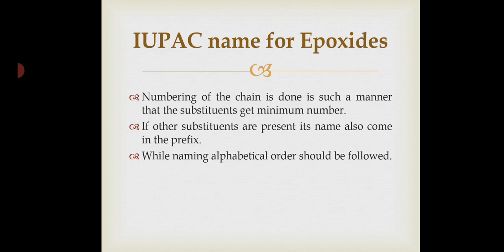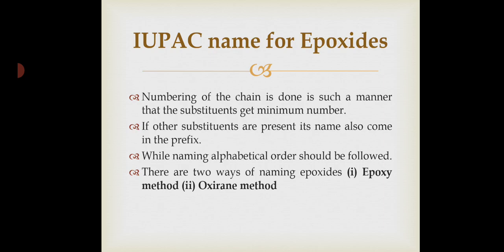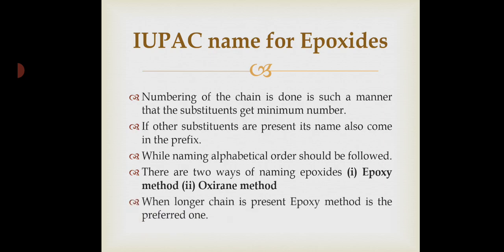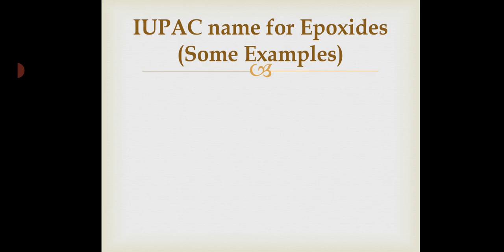While writing the names, you have to follow alphabetical order. There are two ways of naming epoxide. One is the epoxy method and the other one is the oxirane method. But when you have a longer chain, then the epoxy method is the preferred one. You will understand this better when we do examples. Now let's see some examples.